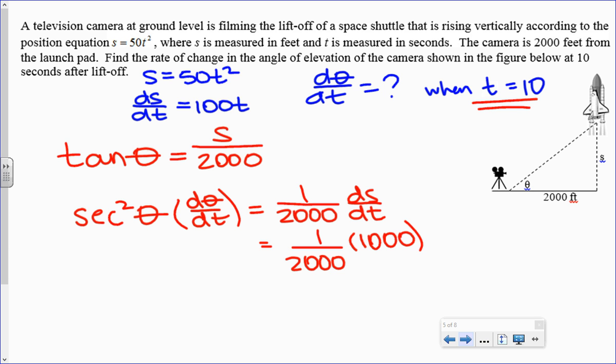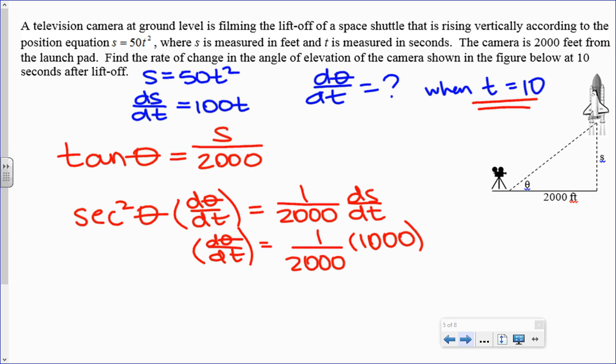Now, we're looking for d theta dt. Our issue becomes secant squared theta. Do we know what theta is? No, but we can calculate it. There's a couple different ways we can do it. You could either figure out what the angle is with your calculator, or you could use the trig relationships. You all know how to use your calculator, so I'm not going to show you that method. But I'm just going to remind you of our simple trig relationships.